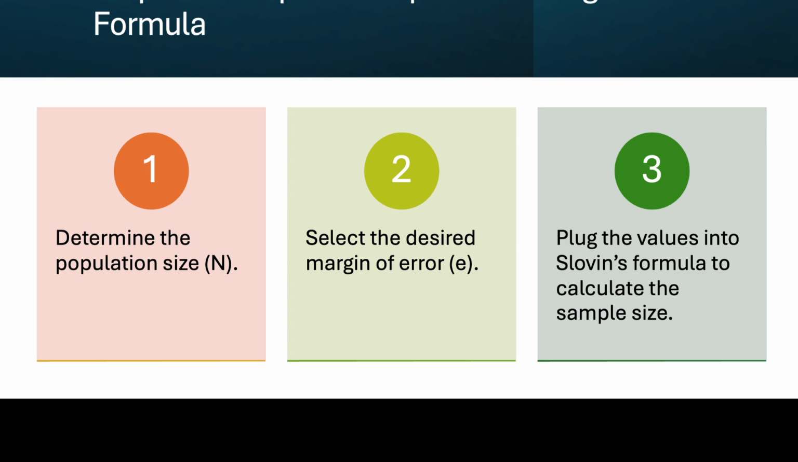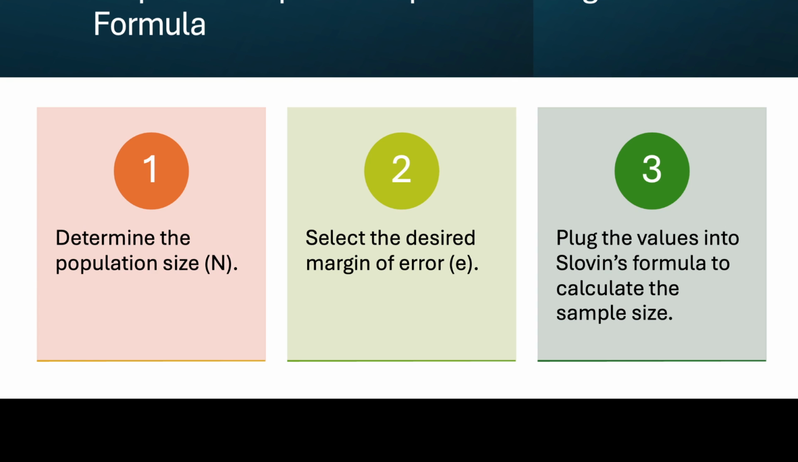So what are the steps? Let's try to identify first the population size. Say for example, the nursing students who are enrolled in fourth year. How many nursing students are there? Let's say for example, there are 300 plus, or 324. On that particular population, select the desired margin of error. Which one do you prefer? As mentioned earlier in a previous slide, 0.05 would be preferable, and that's already okay in terms of the margin of error. It's meeting halfway. Then plug the values into Slovin's formula to calculate the sample size.